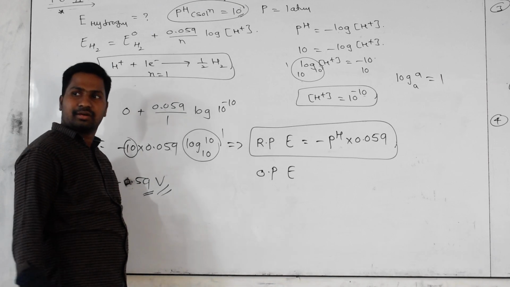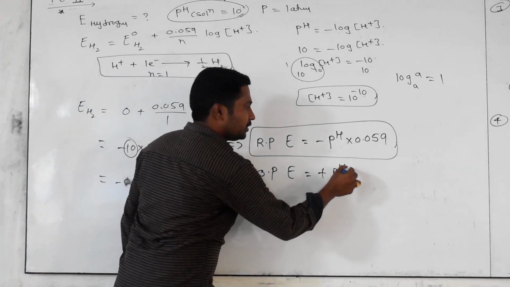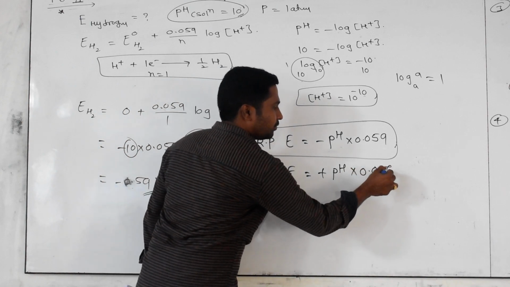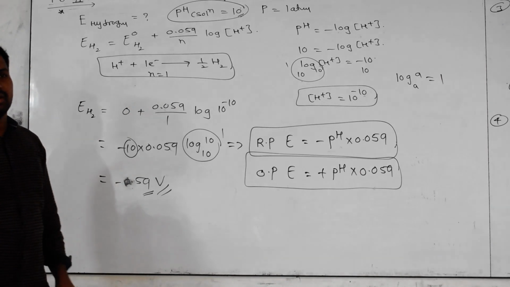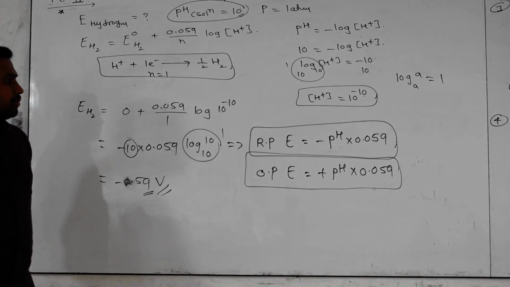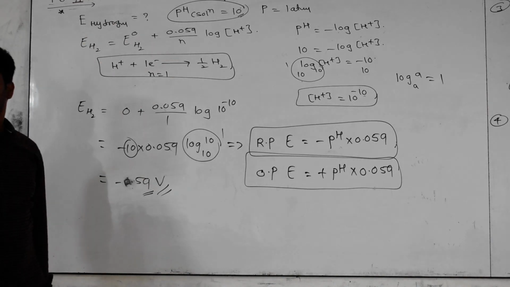Oxidation potential of electrode, what comes? Yes, the opposite will come. pH into 0.059. Remember this just once, another one is not required. Standard reduction potential of any electrode is equal to minus pH of solution into 0.059. No need to do the entire process.